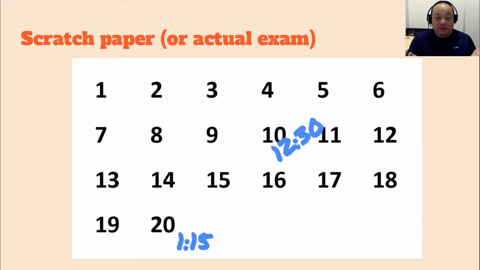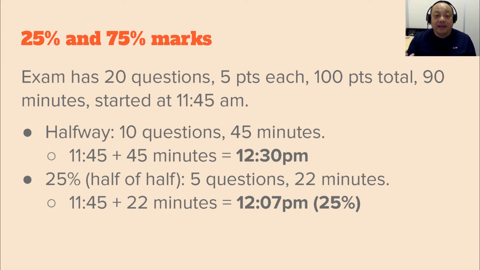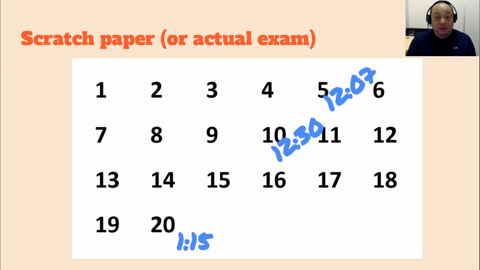Now the 25% and 75% mark. 25% is half of half, so 5 questions and 22.5 minutes. Let's round down to 22 minutes to be on the safe side. Go from the beginning at 11:45, then plus 22 minutes is 12:07. That's the 25% mark. Write that down.